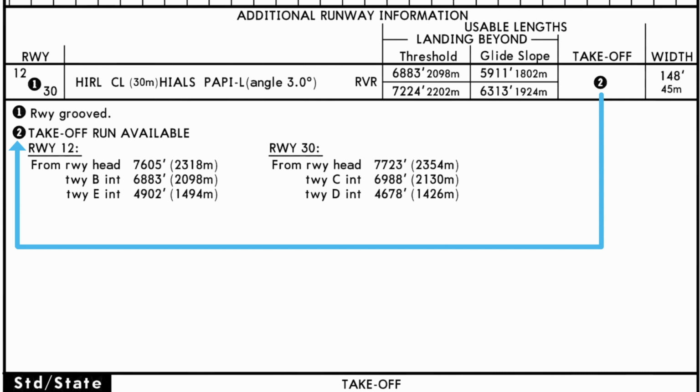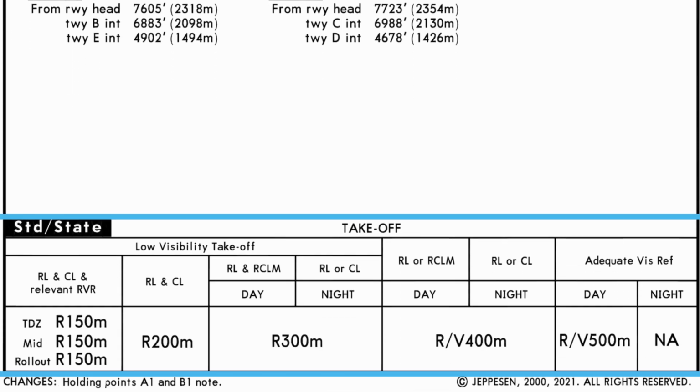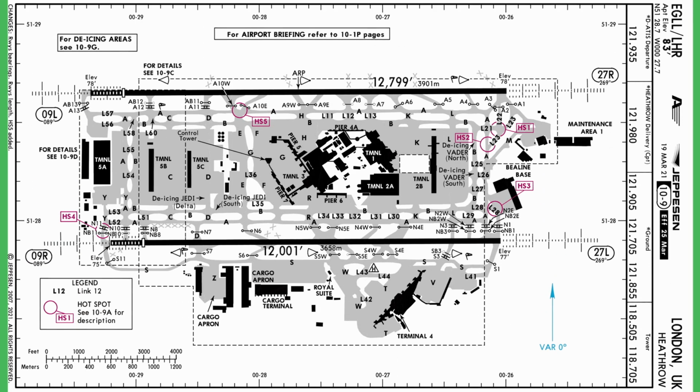Takeoff lengths will also be shown, in this case from the start of the runway, and intersections from specific taxiways if that's where you entered the runway. Finally, the runway width will be given. The last section covers takeoff minimums. These are useful if you're keen on an extra layer of realism, so I'll link a guide to these in the description. In some instances, the layout of the airport chart may look slightly different.